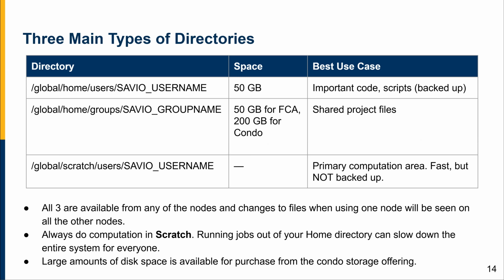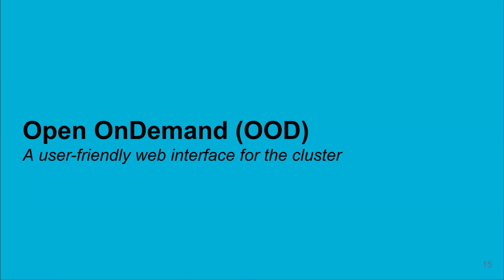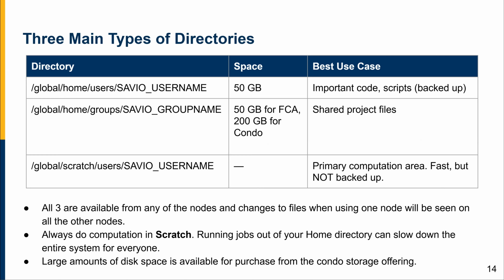All three of these storage types are available from any of the nodes, and changes to any of the files when using one node will be seen on the others. You should generally do computation on Scratch because running jobs out of your home directory can slow down the entire system for you and for other users. And if you somehow run out of disk space, you can purchase more for you or for your group from our storage offering. Before I move on to Open on Demand, do I have questions?